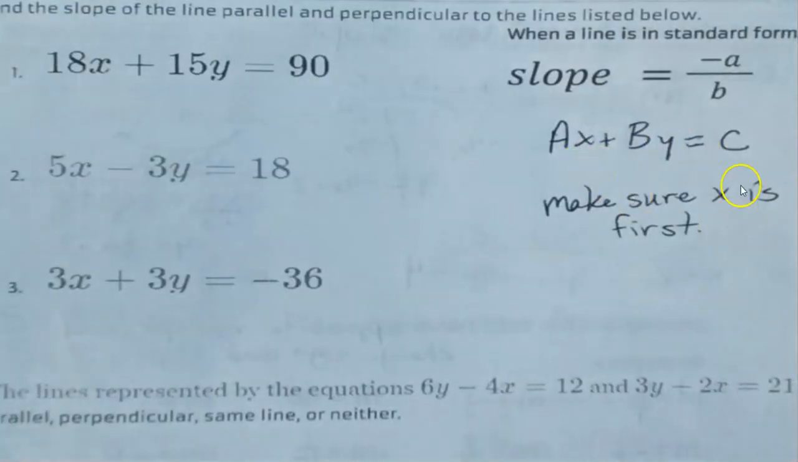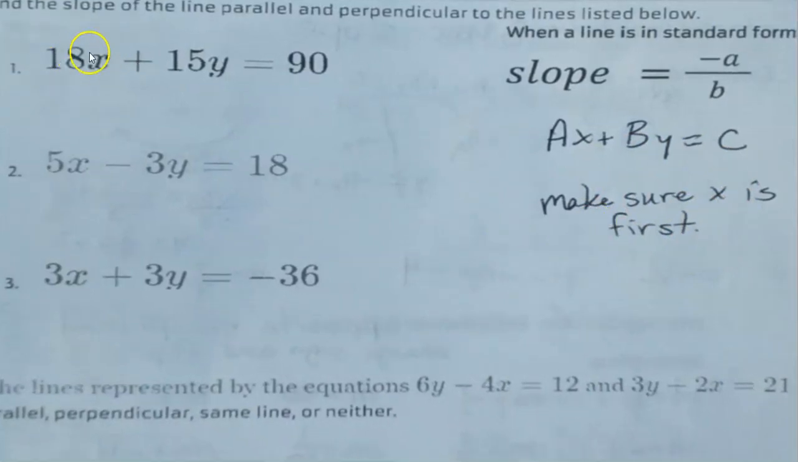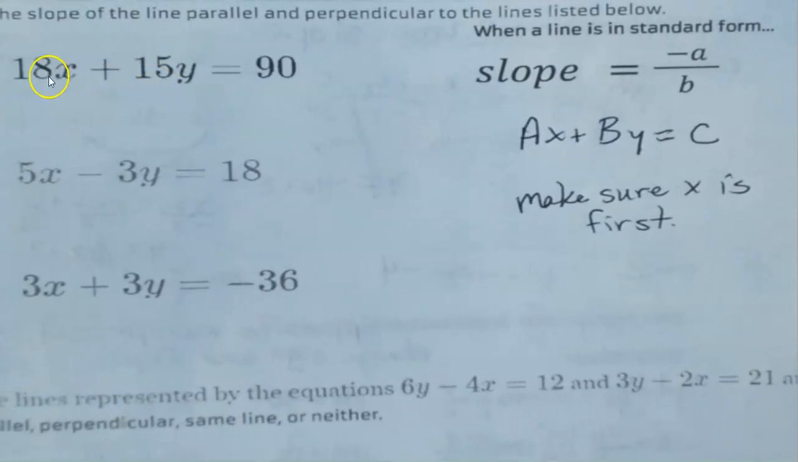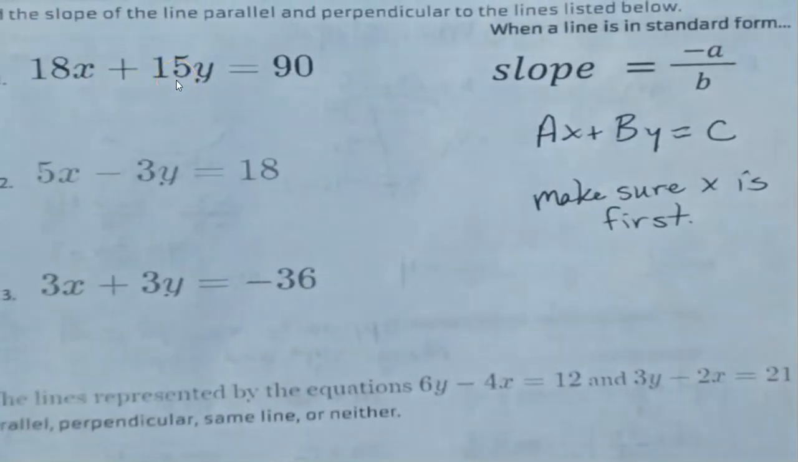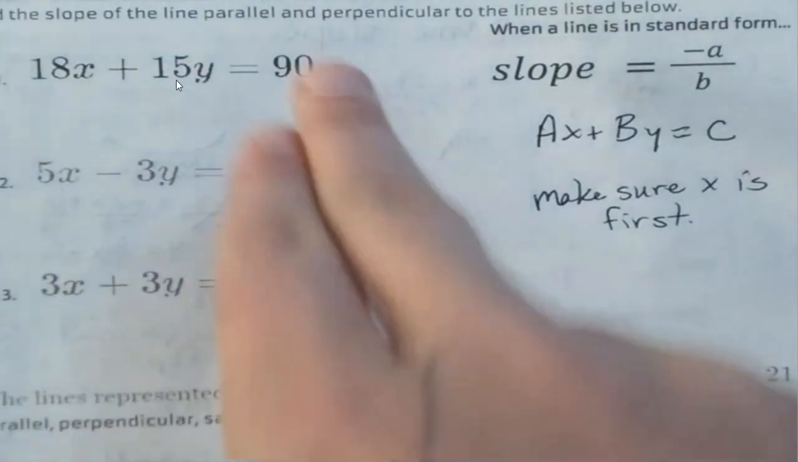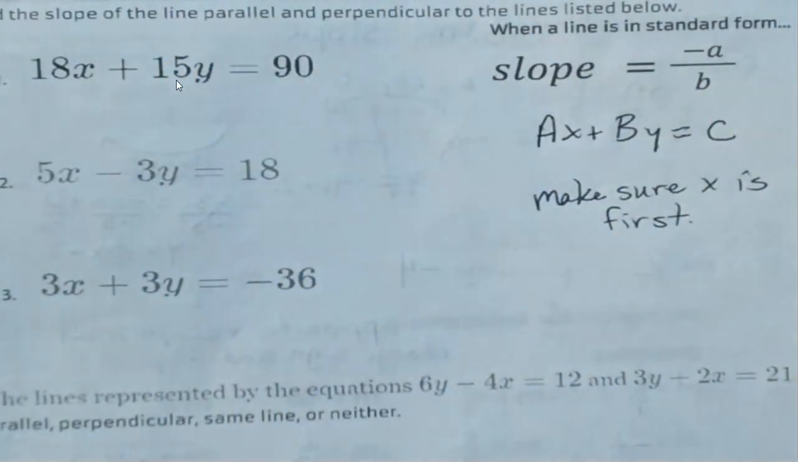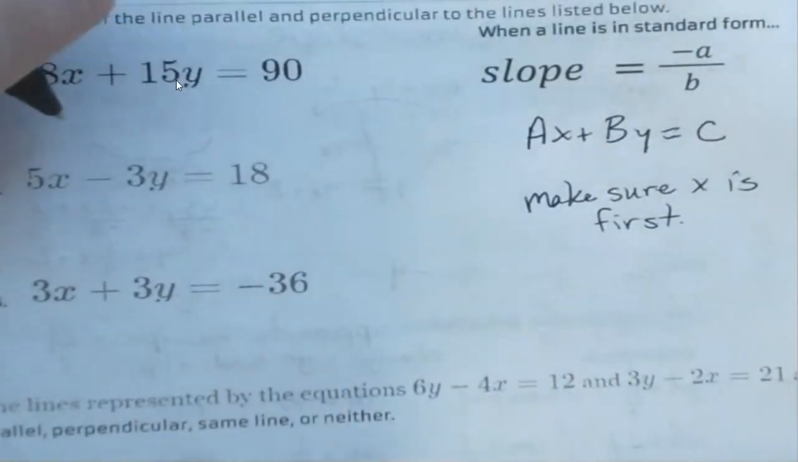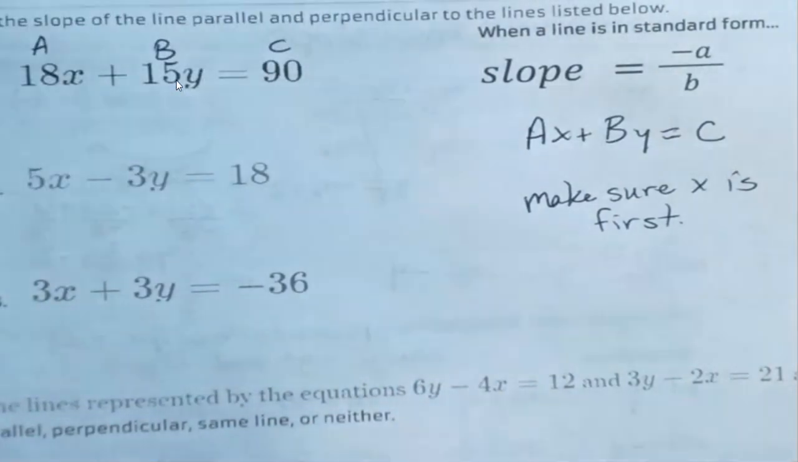So this is standard form, and then make sure you write that helpful hint. The x has to come first. If these are switched around, you've got to switch them back. I'm going to show you the shortcut this time, because on the first page we showed you the long way, where you move x over and then you divide. But on this one, here's what the shortcut is. So the slope is going to be -a over b. So this is my a, this is my b, and that's my c.